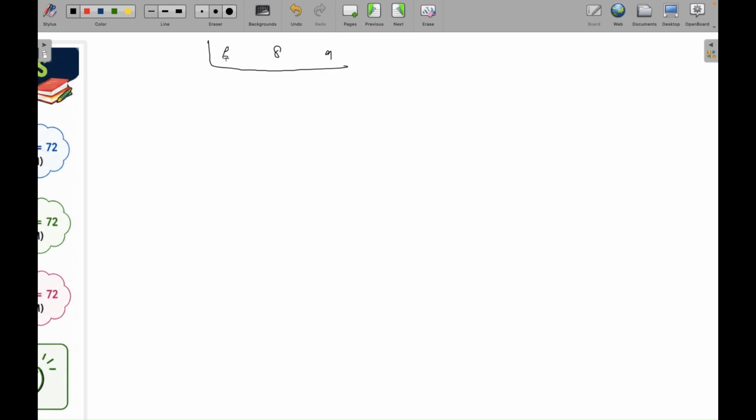So 6 is divisible by 3, 8 is not, and 9 is divisible by 3. And we keep on checking. So we'll not find any number that is a common factor of all 3 numbers. Right? So the HCF is 1, because when they have nothing in common, the only common factor that they will have is 1. So the HCF is 1. Okay.